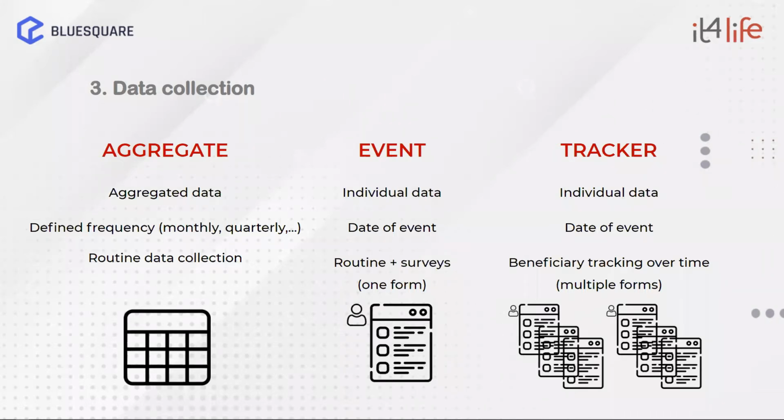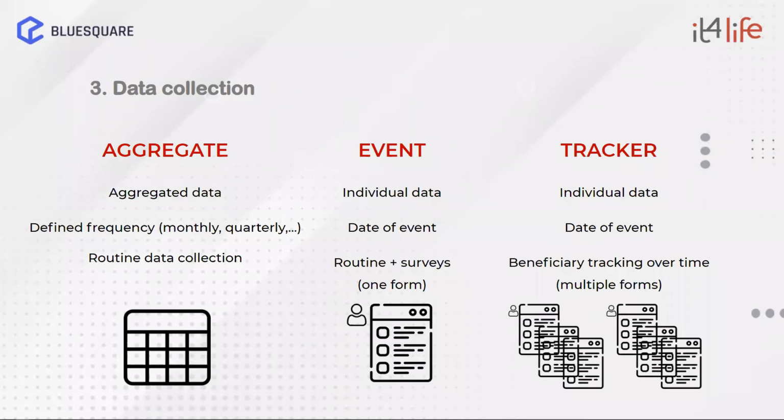Event, in the event data model, we collect individual data based on the date of event, but we don't track the persons in the system. We don't have to deal with a cohort. This is also used in routine data collection when I want to collect various information on an activity, but also during surveys, any type of surveys. So this is what mimics best ODK or KoBo forms, any form that you would have to set up for a survey.